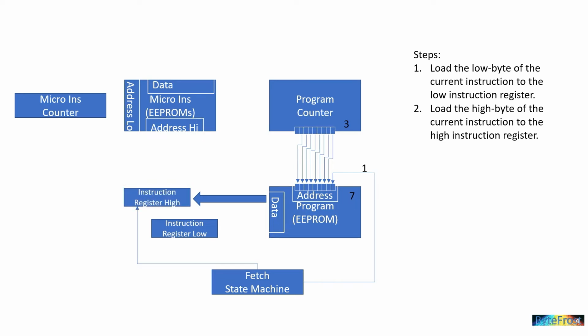Now that we've fetched the instruction, we don't need to point to it in instruction memory anymore. Hence, we can increment the program counter to point at the next instruction, instruction 4, so that we'd be ready when the next PC advanced signal arrives to fetch the next instruction.